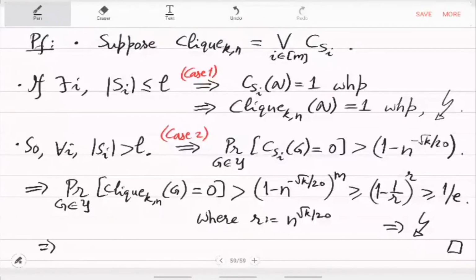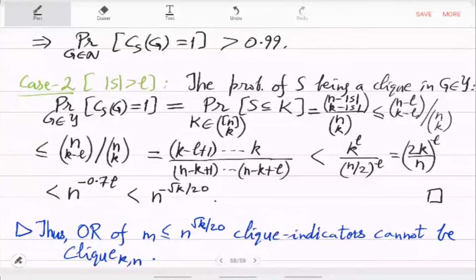So this means that clique K n is not CSI. So we have shown that if you use only n raised to square root k clique indicators, then you will not be able to compute clique exactly. Okay, so it's a statement about exact computation. Remember, it's not approximation at this point. So to exactly compute clique, you do need more than n raised to square root k clique indicators.